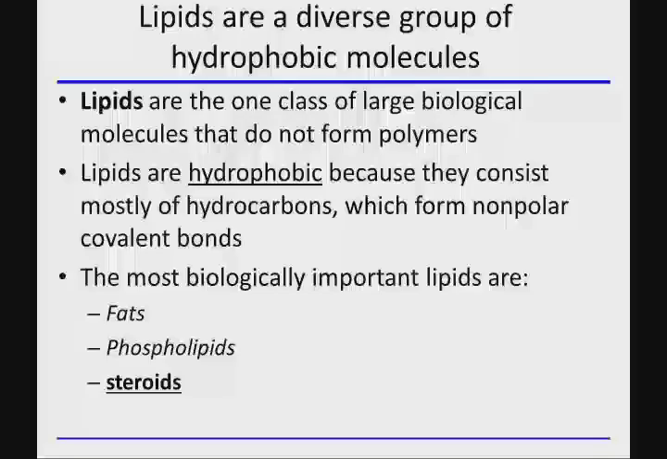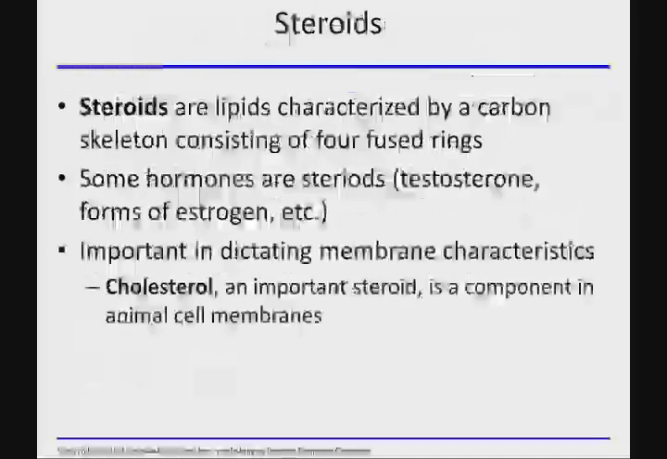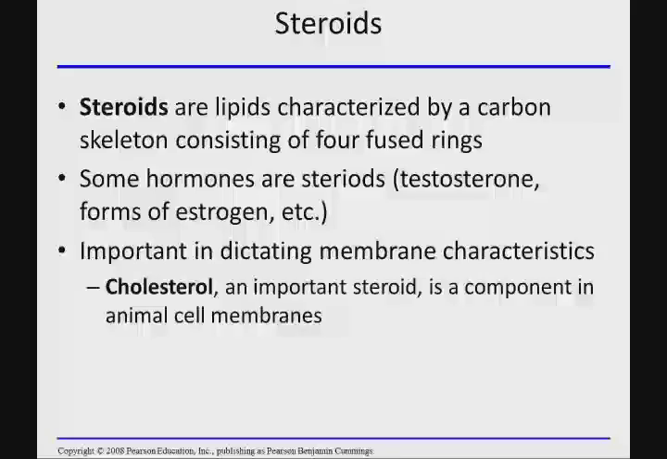Fats, storage of energy. Our last group we're going to say the least about. I want to introduce the idea of steroids to you. It's lipids in another form. They're characterized by rings, 4 fused rings of carbon. They can be hormones. The point that we're going to come up with these later is their role in affecting membrane fluidity.